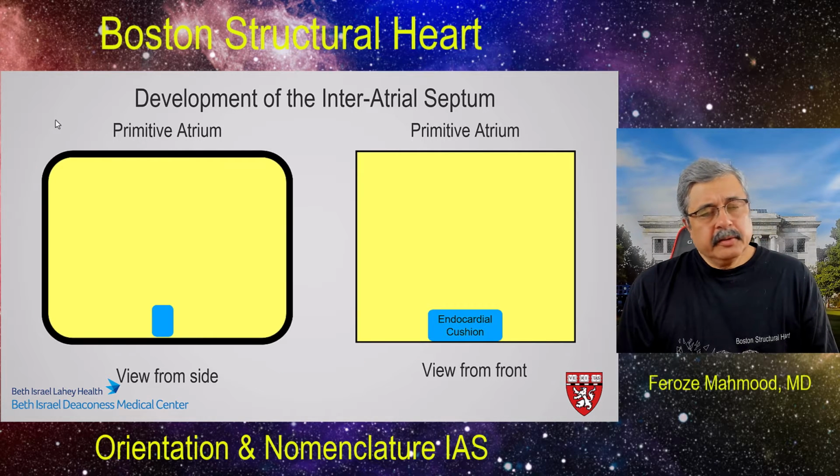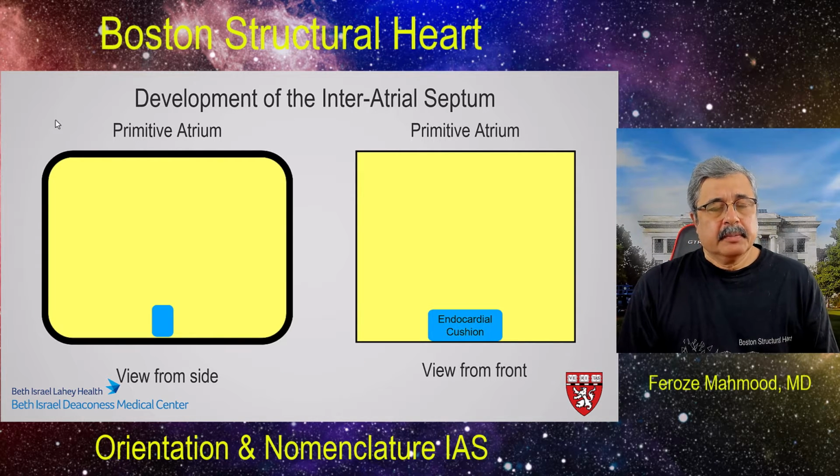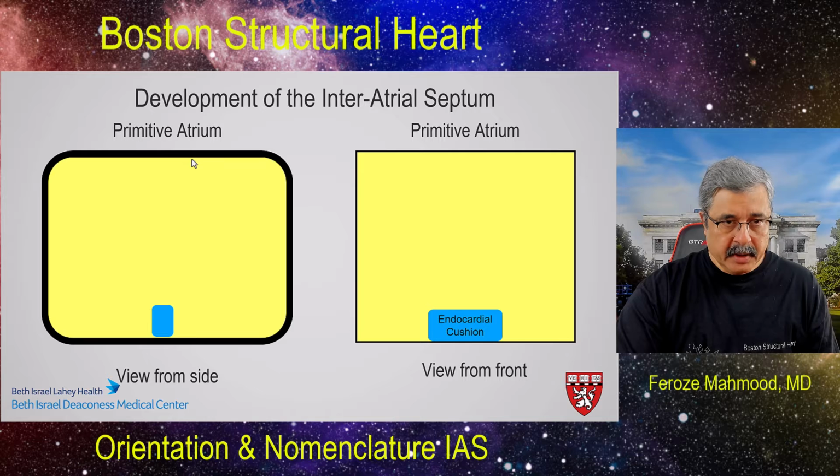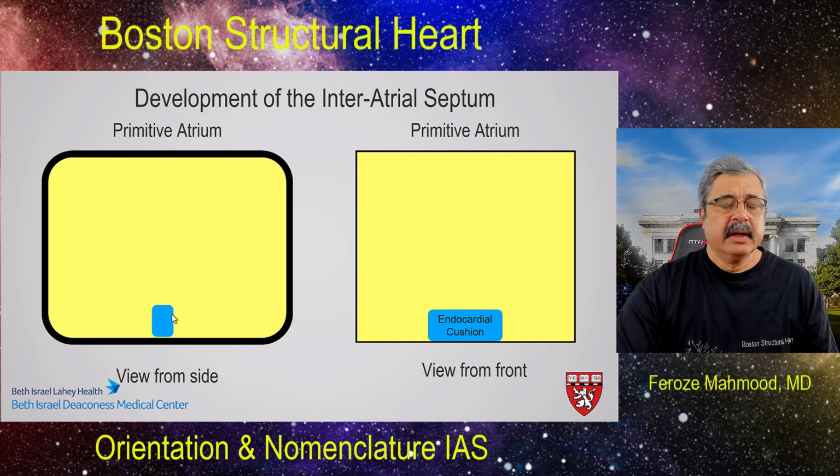In intrauterine development, the primitive atrium is one continuous cavity, which is open in the cephalad portion, and in the caudate portion of the primitive atrium are the endocardial cushions, which look like this viewed from the side, and like this viewed from the front.